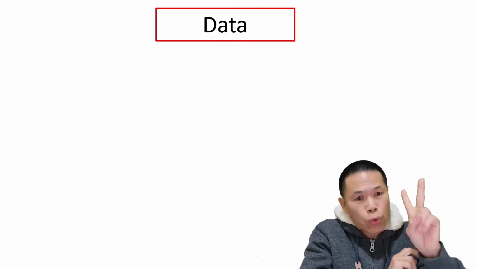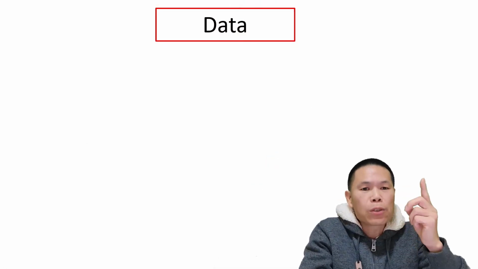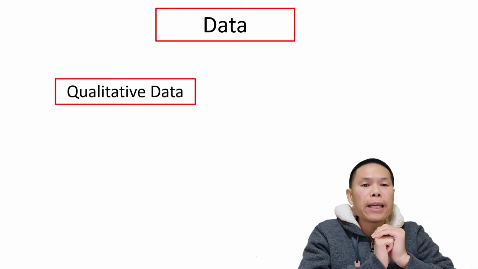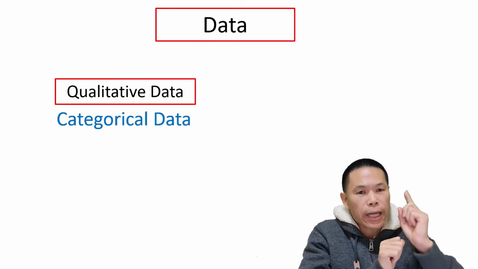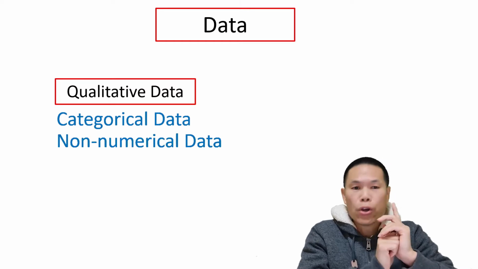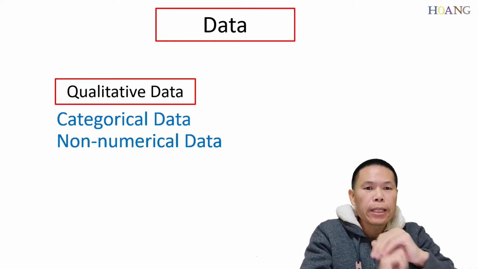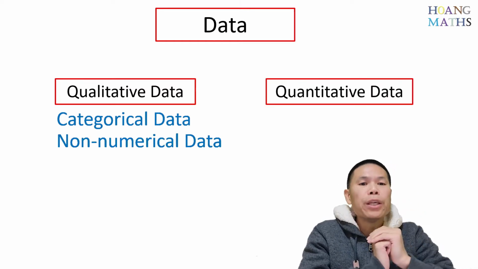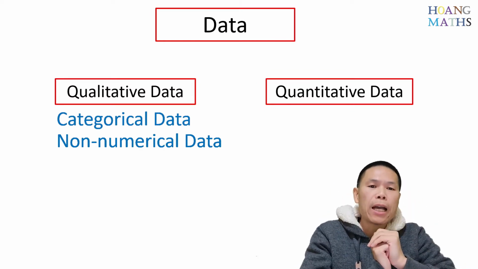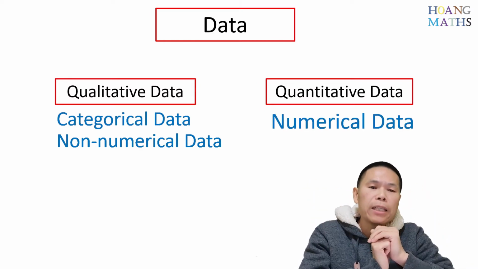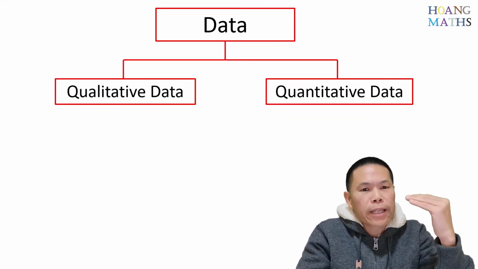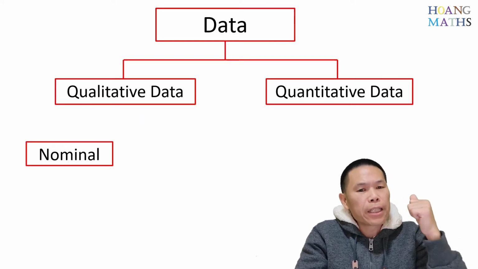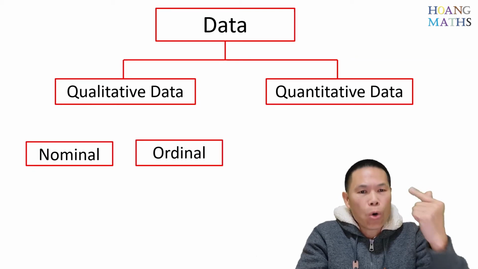So we have two types of data. The first one is qualitative data. Qualitative data is known as categorical data or non-numerical data, if you like. And the second one is quantitative data. Quantitative data is known as numerical data, if you like. Within qualitative data, we have either nominal or ordinal.